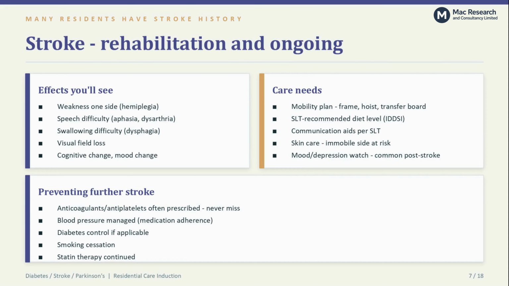Swallowing difficulty, dysphagia, often requiring texture-modified diet. Visual field loss, hemianopia, the loss of one side of vision. Cognitive change and mood change, depression is very common after stroke.